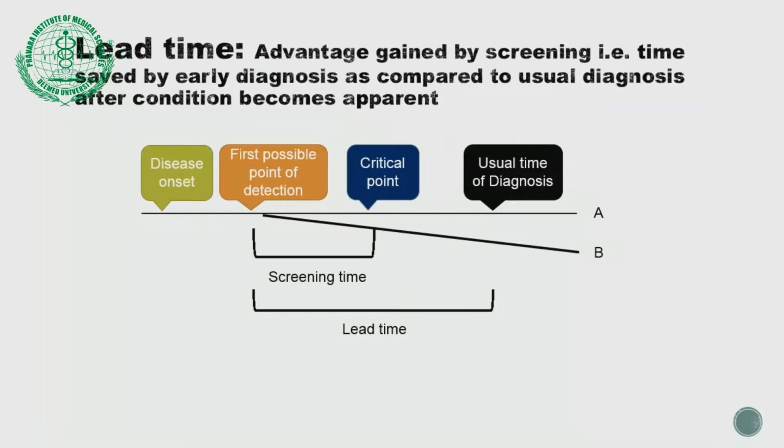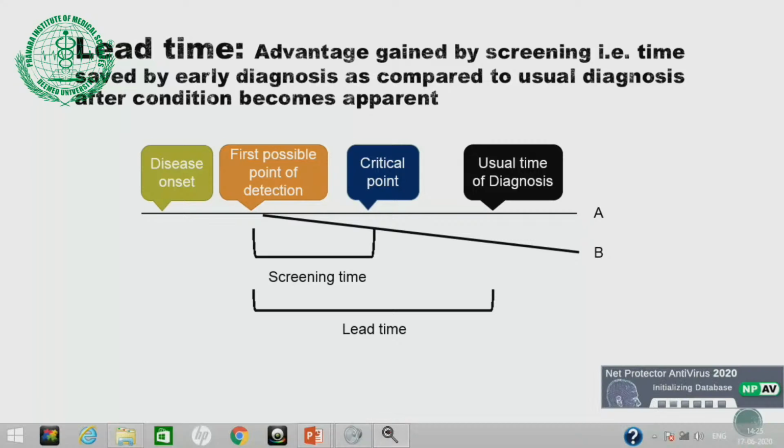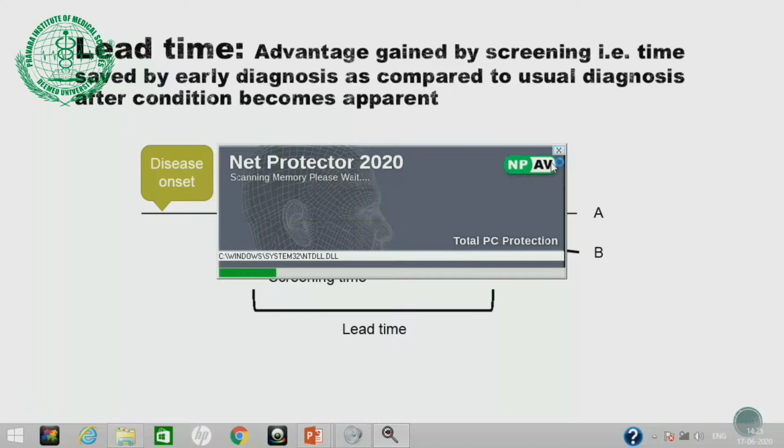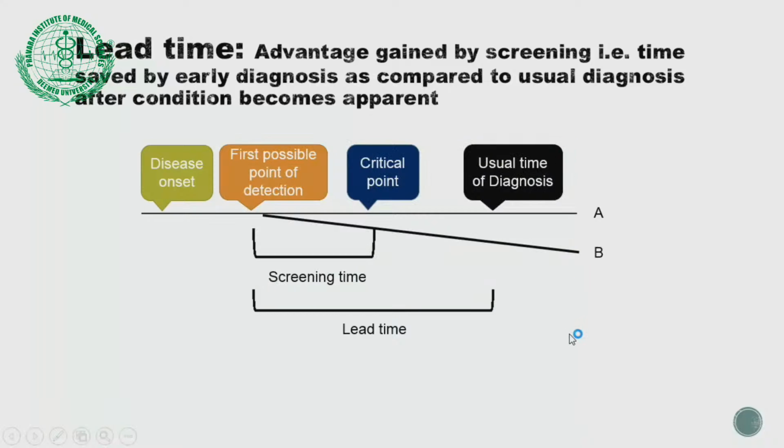Screening is not useful in diseases which are apparent at their onset itself. It is useful in conditions where the onset occurs early but the patient remains asymptomatic for a long duration of time. So in such cases we can catch these diseases earlier with the help of screening tests.